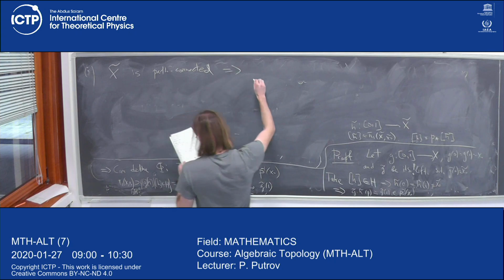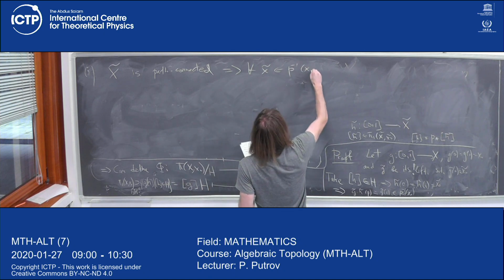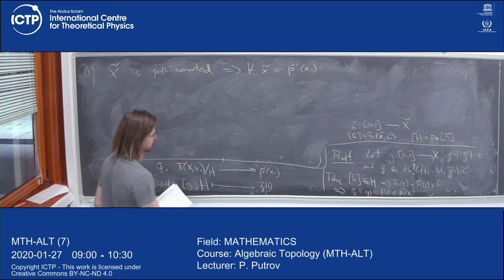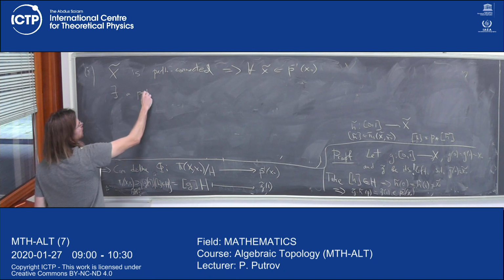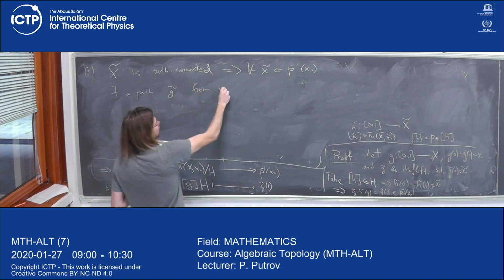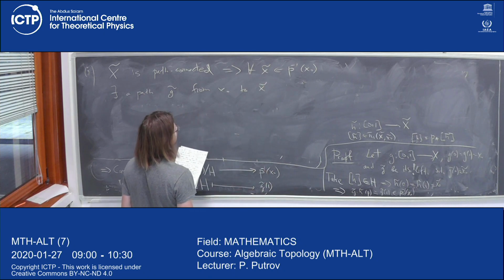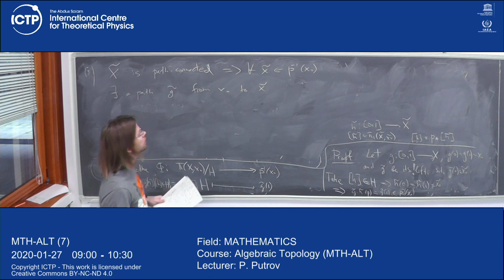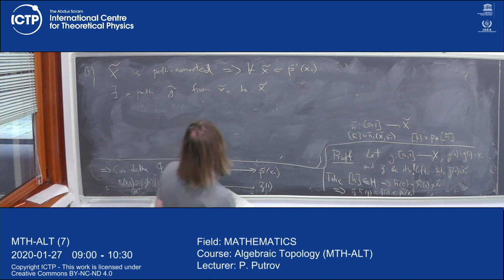So yeah, X is path connected. This means that for any X tilde, suppose I take any point X tilde in the preimage of X0, that is the path, let's say, G tilde from X0 tilde to X tilde. Because X0 tilde is in the preimage of X0.